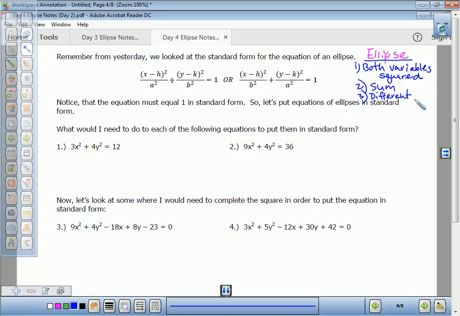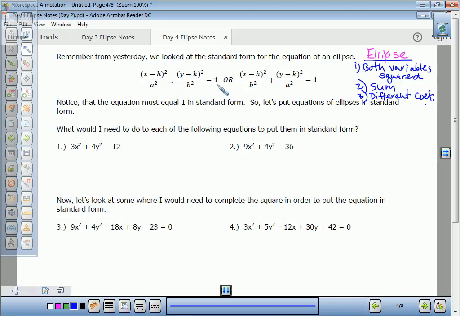Different coefficients. So pretty soon we're going to have all of our conics mixed up, and you'll have to be able to differentiate between them. So this is what you're going to be asking yourself in your head. What do I see? Are both variables squared? Well, if they are, that eliminates the parabola. Is it a sum? If it is, that eliminates the hyperbola. And then you have to see, do they have the same coefficient? Circle, different coefficients, ellipse. Yes? So if it's subtraction, that's a hyperbola? Yes, ma'am.